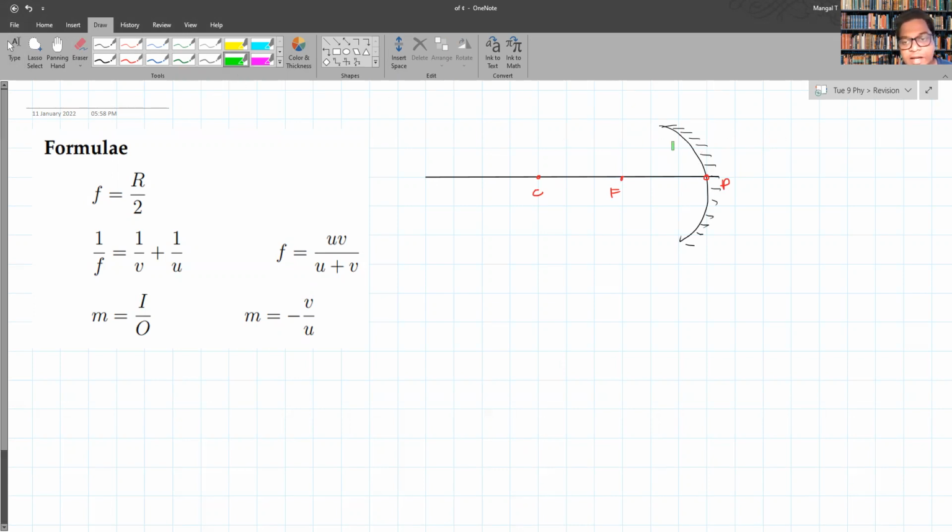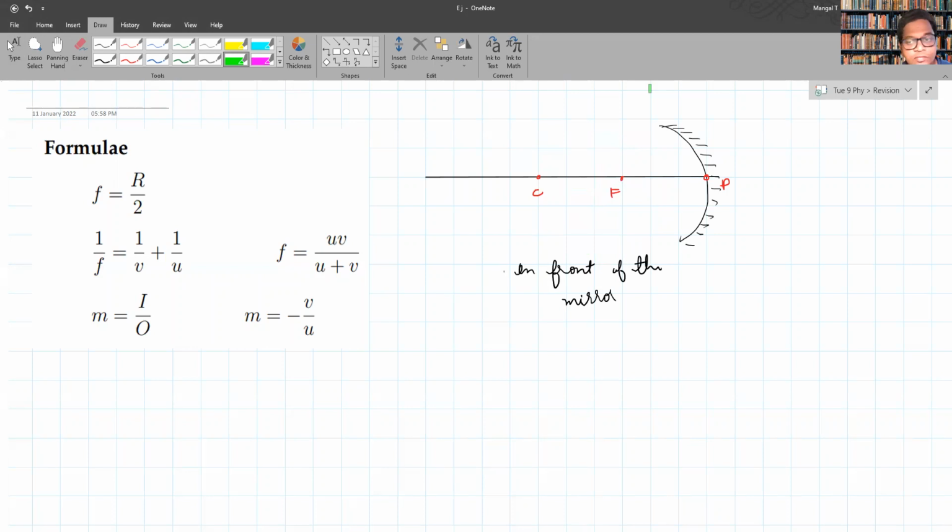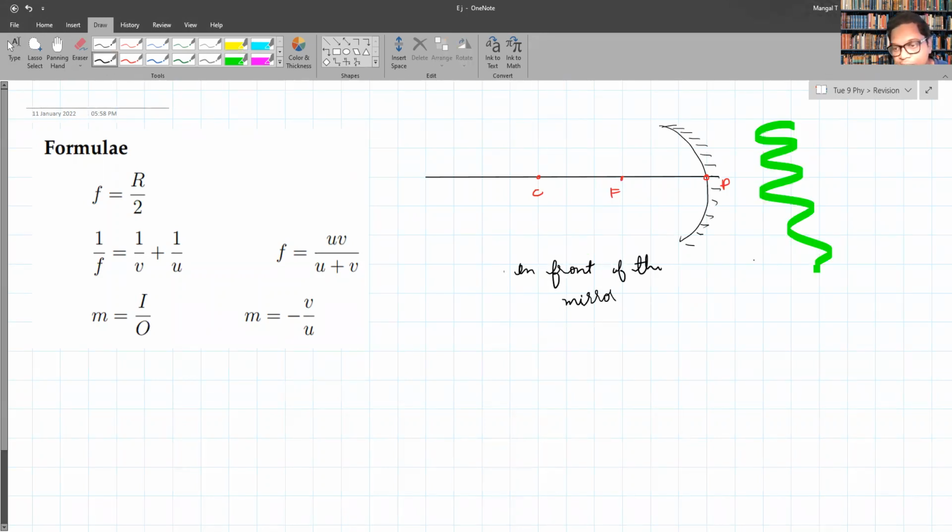This whole space that is over here is called in front of the mirror, and this particular space which is over here is called behind the mirror.